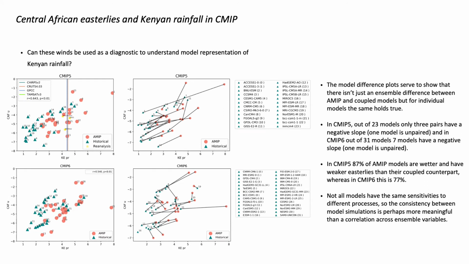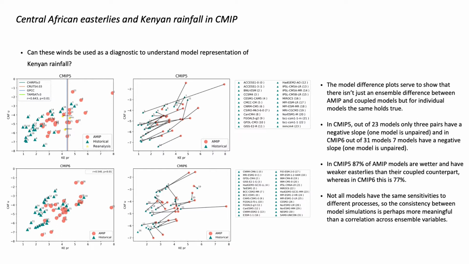So on the right we have model difference plots, drawing a line between each model's historical coupled simulation and atmosphere-only simulation. These show that it's not just an ensemble difference between the two ensembles, but is a consistent relationship for individual models. So in CMIP5, 87% of AMIP models are wetter and also have weaker easterlies than their counterpart in the coupled ensemble, and in CMIP6 this is 77%.